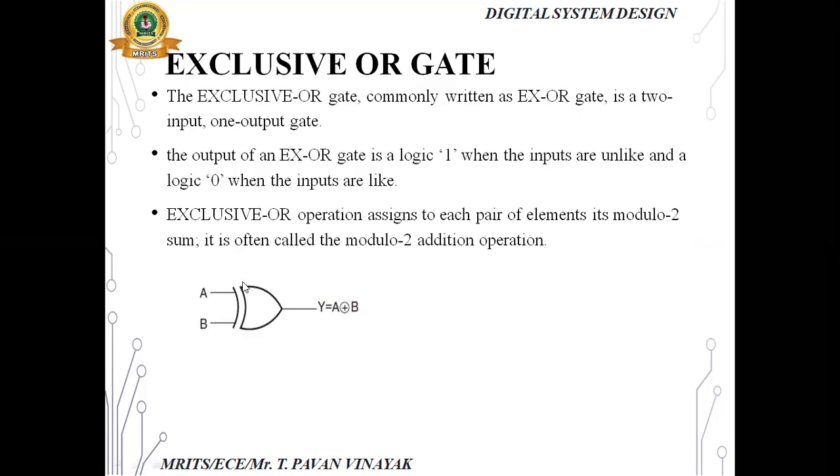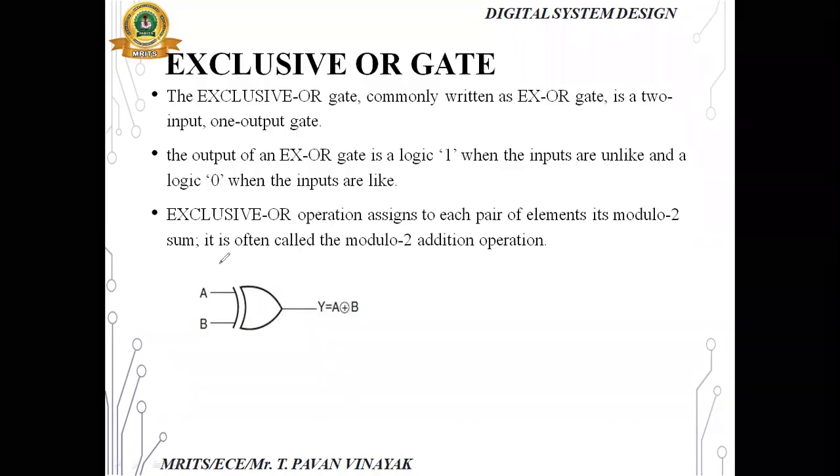So first draw the OR circuit. Okay, this is the symbol of exclusive OR. First draw OR circuit. After that, draw one more curve and give inputs. So output is A XOR B. XOR is denoted as plus circle. Okay.